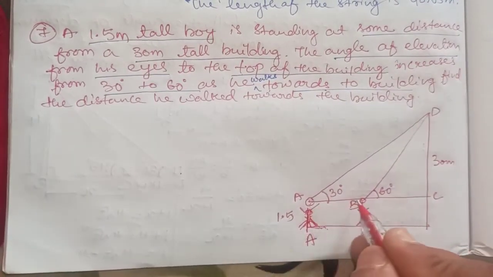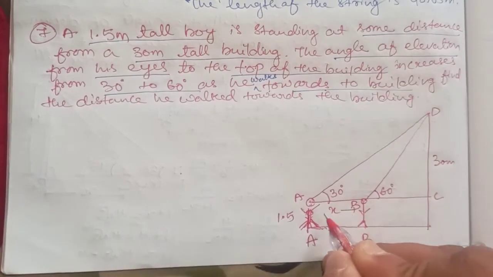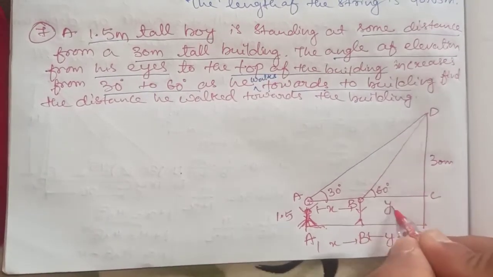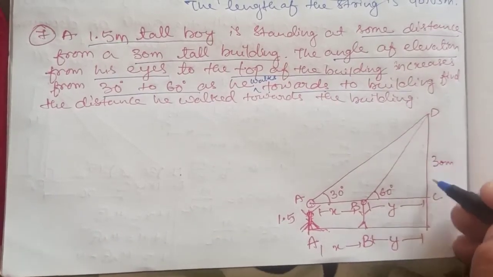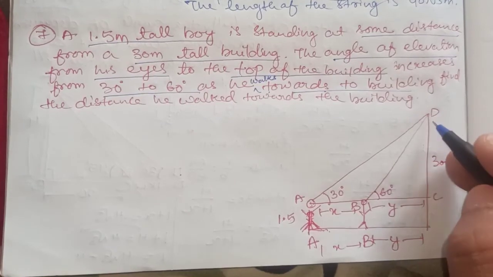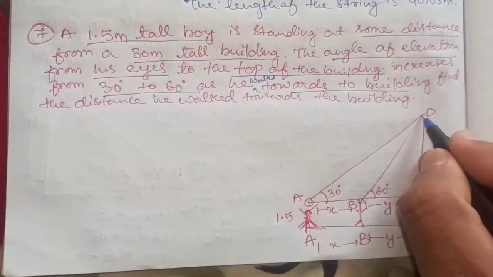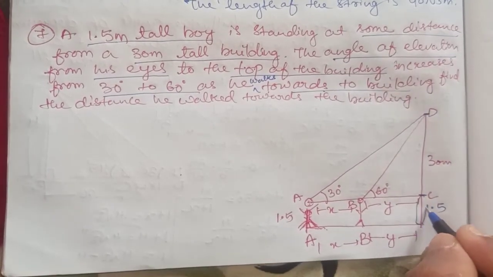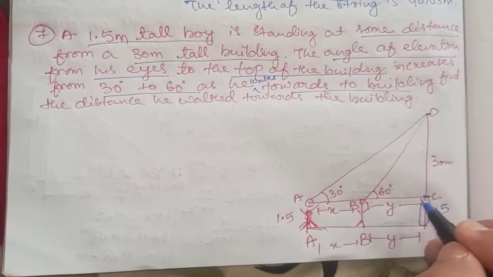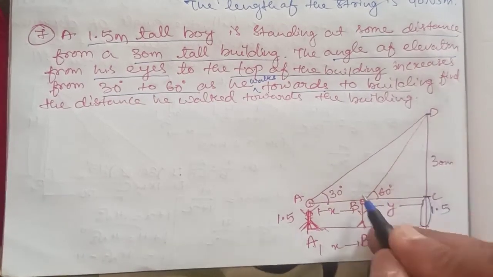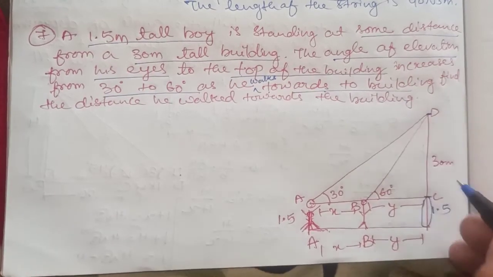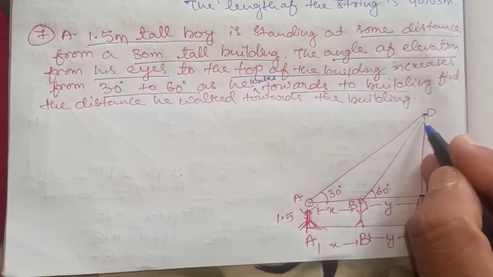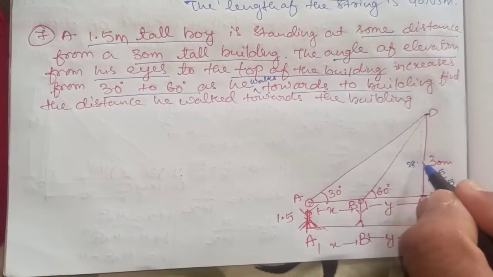How much distance did he walk? We don't know, we will take it as X. This distance is X, and this distance is Y. The total height of the building is 30 meters. So up to this much will be how much? Because this 1.5 meter height is gone. This is the baseline, and from here we have to find the height. So 30 minus 1.5 will be 28.5. So the height of this portion DC is 28.5.